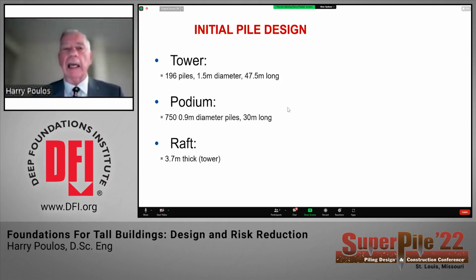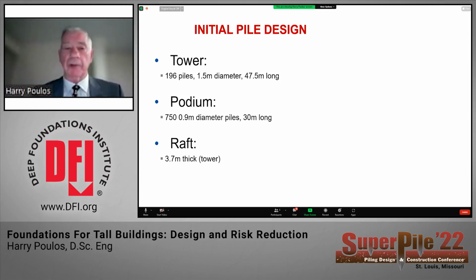Now, the initial pile design, and let me just clarify who did what here. The main foundation designer was the company that was originally Hyder Consulting, and they were in the UK. And we, Coffeys, were the geotechnical peer reviewers. And we actually worked very closely hand in hand. We didn't sort of peer review after the design was done. We had a peer review process which was actually step by step, working very closely with the designer. And that proved to be a very satisfactory basis for interaction and cooperation. The tower, as designed by Hyder, was 196 piles, 1.5 metre diameter and 47.5 metres long, typically.